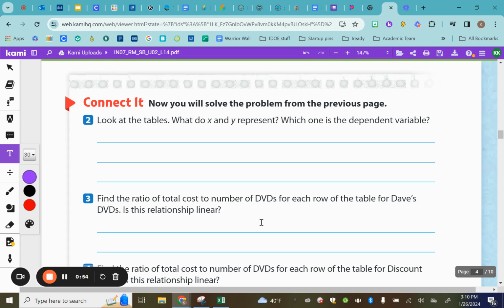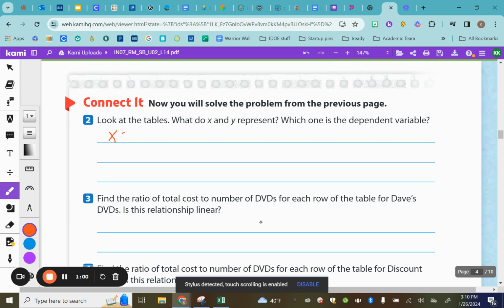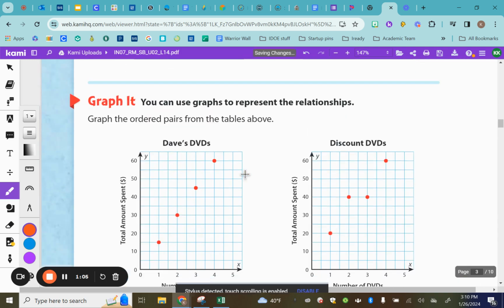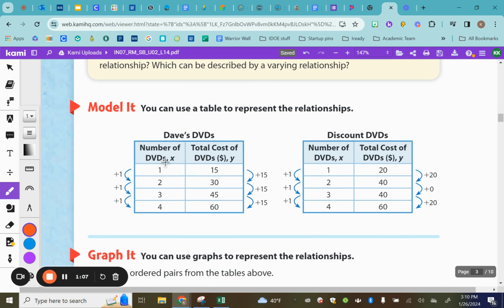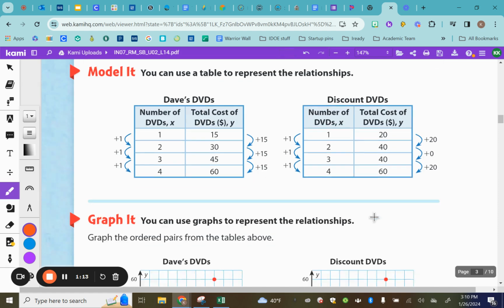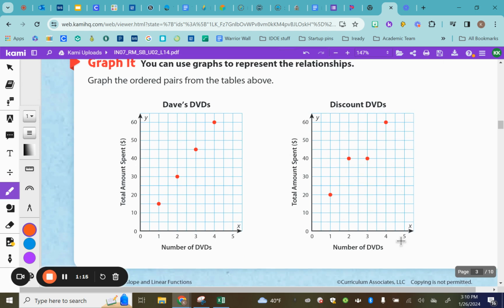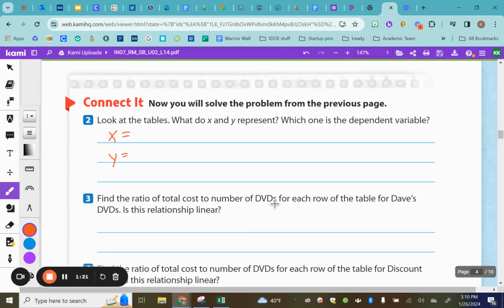And which one is the dependent variable? So we need to say what the X is, and we need to say what the Y is. If I look back at my table, I can see that the X is the number of DVDs for both tables, and the Y is the cost of the DVDs. I can see that in the graph also, that the X-axis is the number of DVDs, and the Y-axis is the total amount spent.